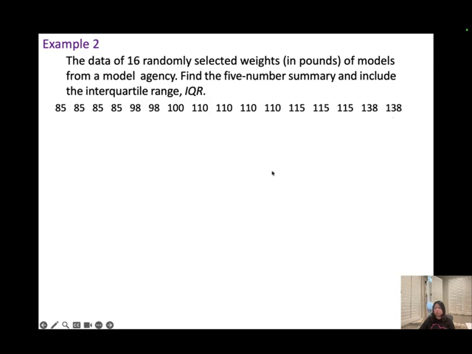Then let's try to find Q2, the second quartile. So we have the formula L equal to n times 0.5. So n, how many data values are here? You could count, or they already told you it's 16. So L equal to 16 times 0.5, which is gonna be 8.